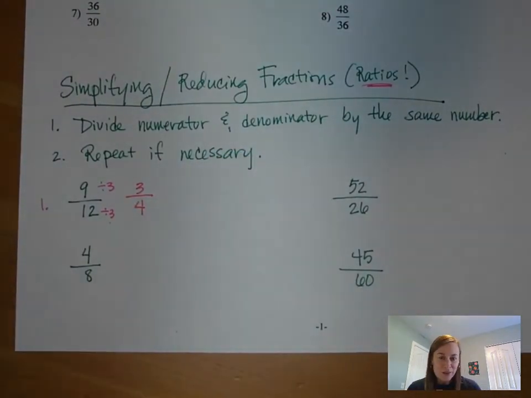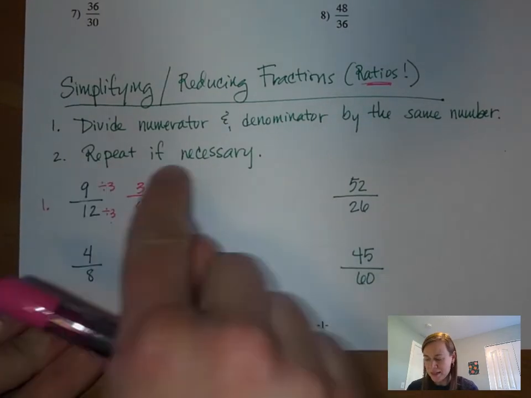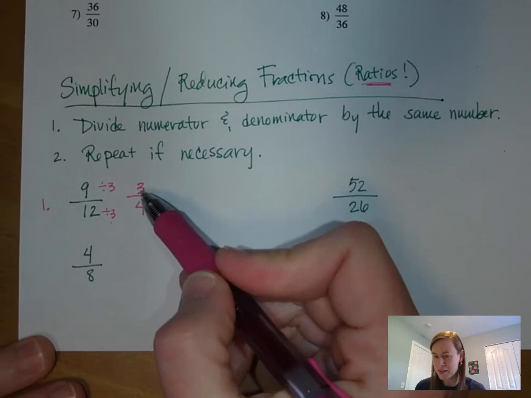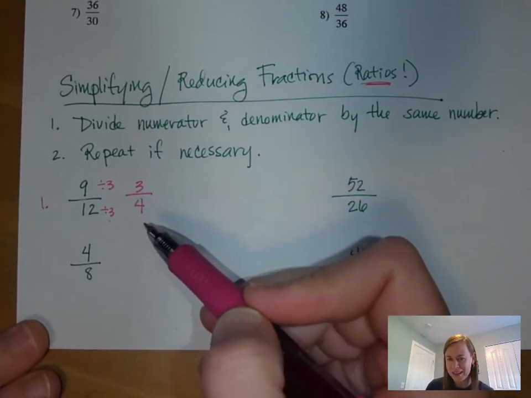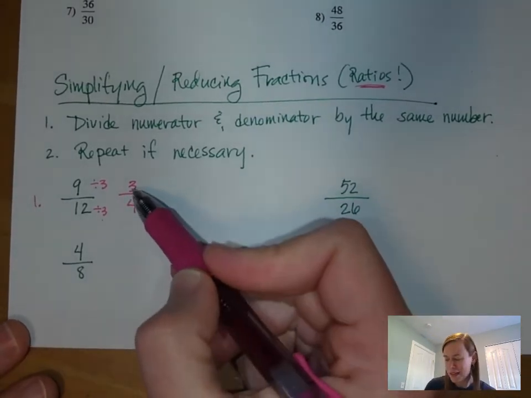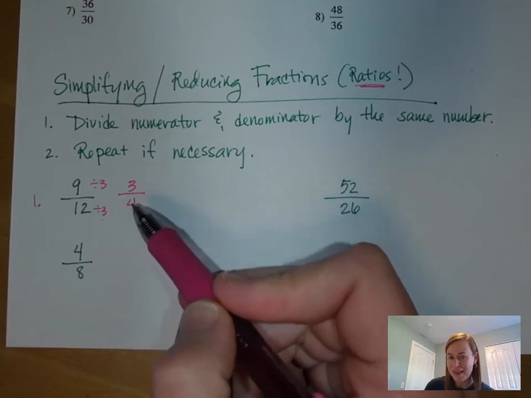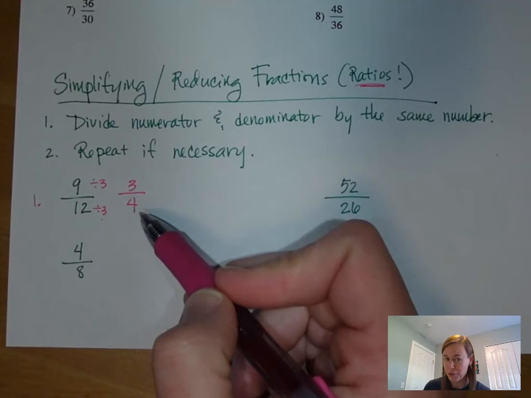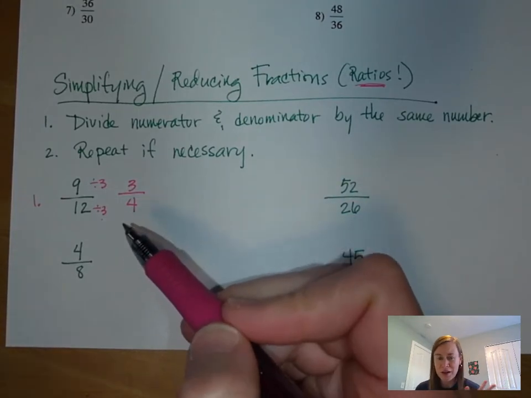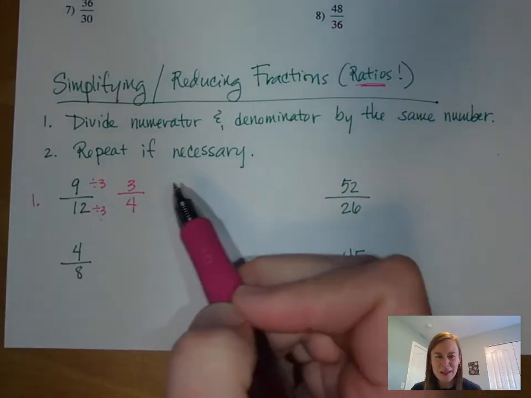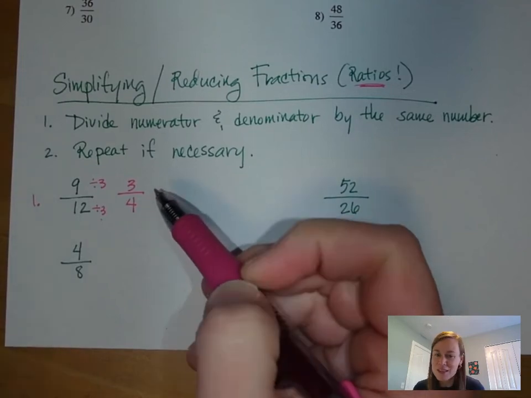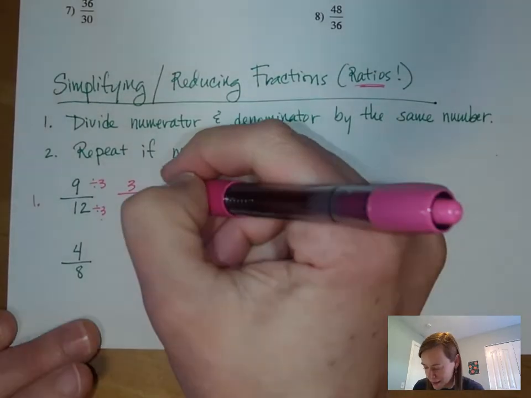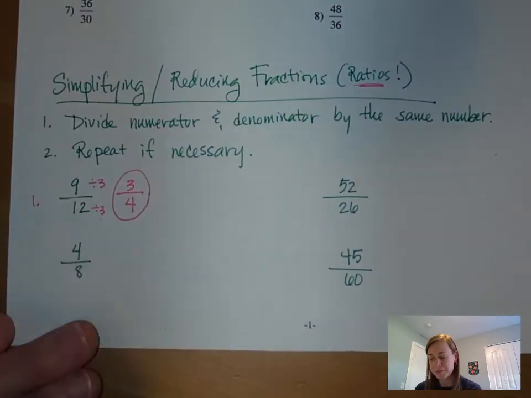All right, so now let's ask ourselves if we need to do this second step, which is repeat if necessary. Are there any numbers that 3 is divisible by, that 4 is also divisible by? Nah, 3 is divisible by 1 and 3, and that's it. And 4 is divisible by 1 and 2 and 4, and that's it. So they don't really share any common factors except for 1. And if you divide them both by 1, you'll still wind up with 3/4, just the same answer. So we are done here, and this is your final answer for 9/12.